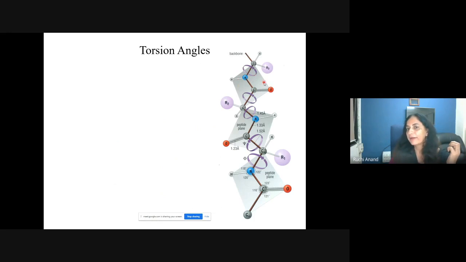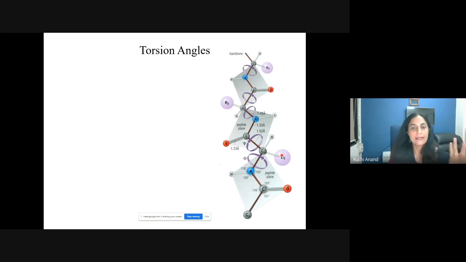Because of this double bond character, you can see the whole protein has been divided into planes. And this rotation angle between planes is called dihedral angles. The one between C alpha and the nitrogen is called phi. C alpha and the CO, the other end of the amide bond, is psi. And it is the rotation about these planes which is restricted and decided by the R group that is there.